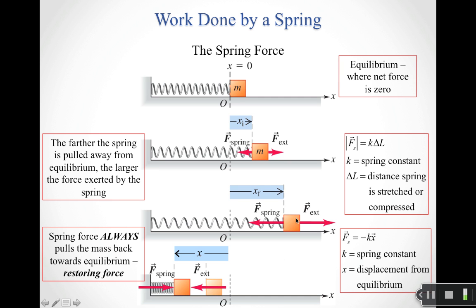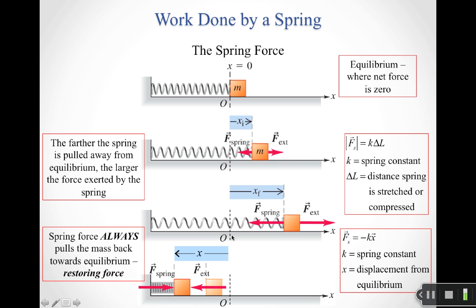So if you displace your spring to the right, this minus sign says that the spring force will point to the left. If you displace your spring away from equilibrium to the left, the spring force is going to point back to the right. So what this minus sign is telling you is that the spring force always points in the opposite direction of the displacement.